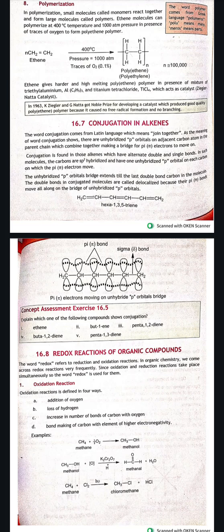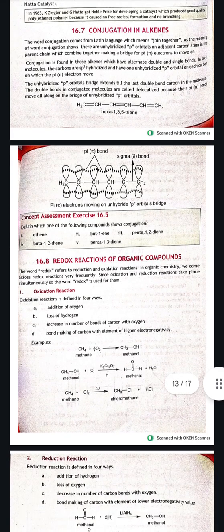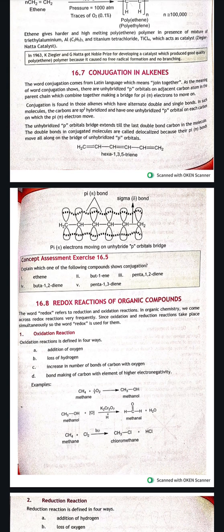So in it, more than 1 lakh monomers are involved in the polyethylene chain or the polymer. So here the important point is the Ziegler-Natta catalyst, which is triethyl aluminum with titanium chloride.